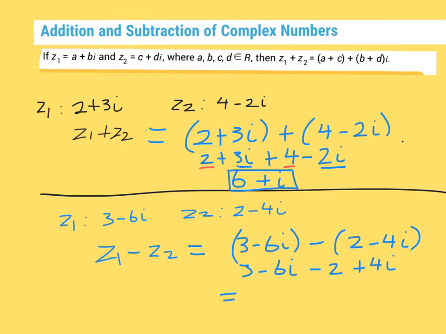And when I look at the like terms there, so I have 3 and then minus 2, and I have minus 6 plus 4i. My final answer there would be 3 minus 2 is 1, and then minus 6 plus 4i gives me minus 2i.